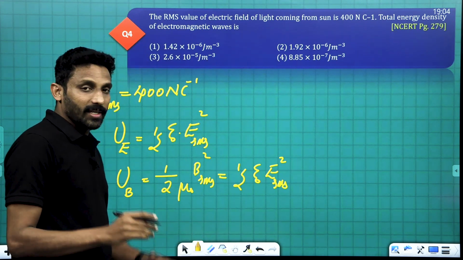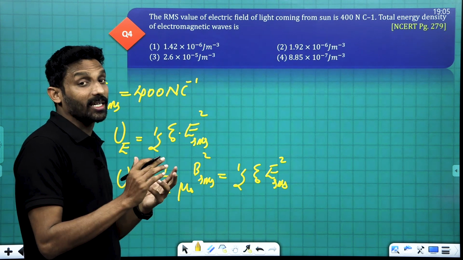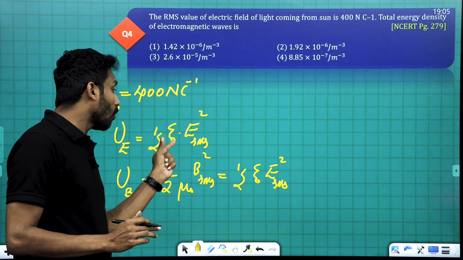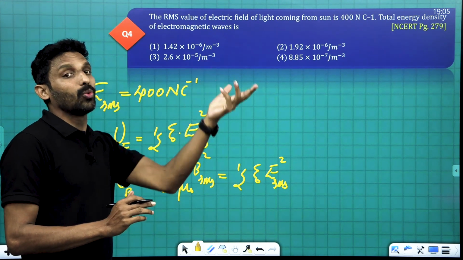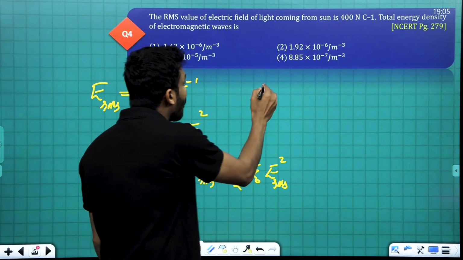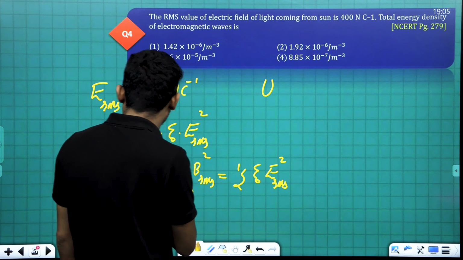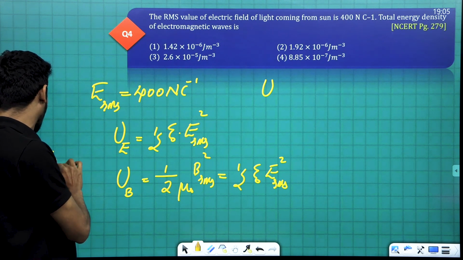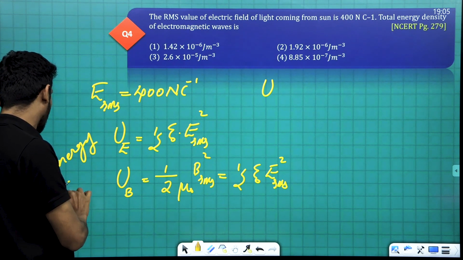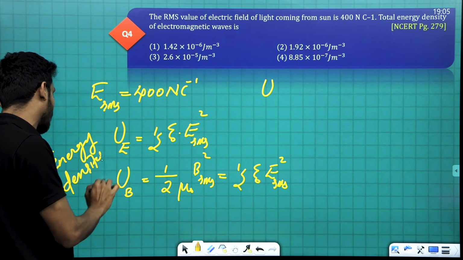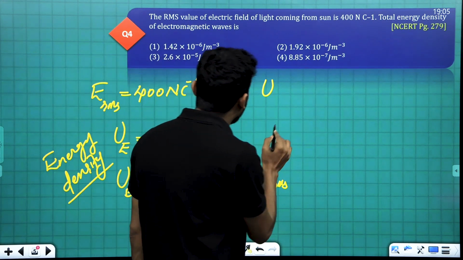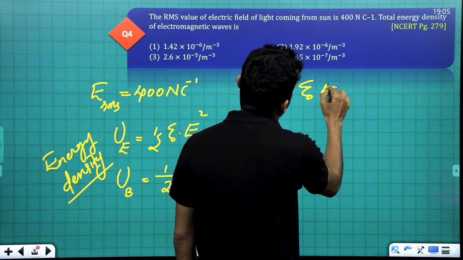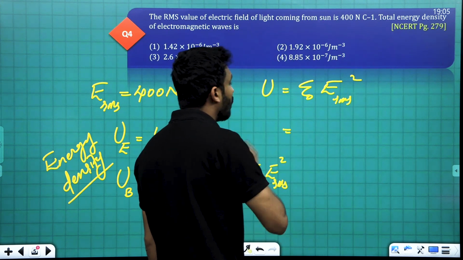Clear? It means the total energy density of the electromagnetic waves is equal to this plus this, half into epsilon 0 E RMS square into 2, twice of these quantities. Energy density means energy divided by volume. These two quantities are not energy but they are energy density. So the total energy density is equal to the sum of these two, which is epsilon naught E RMS square.